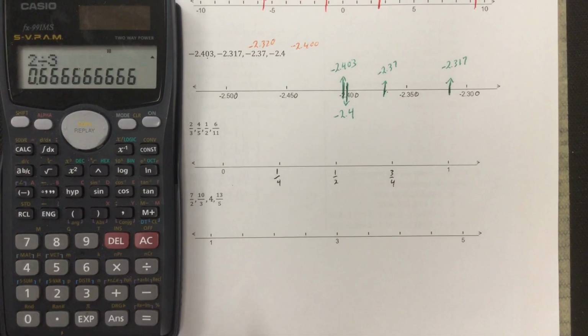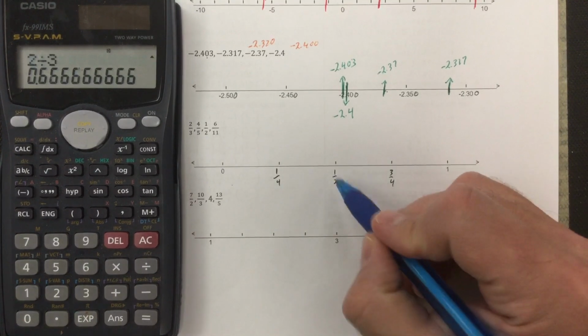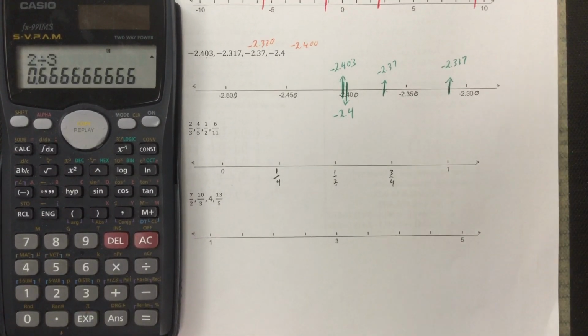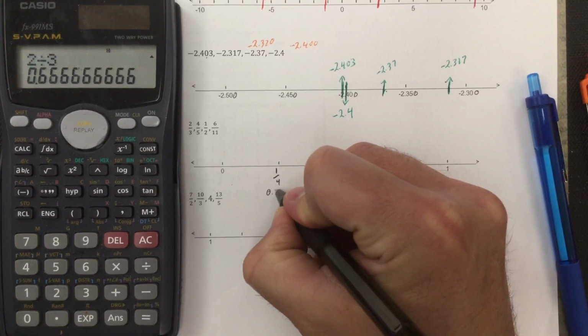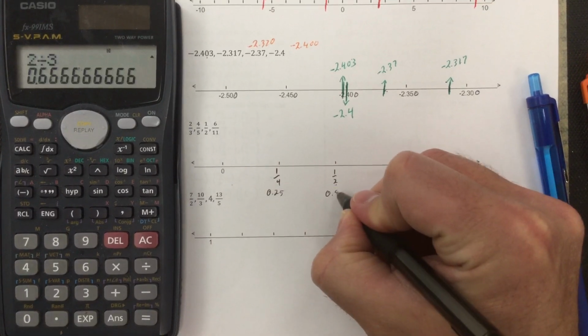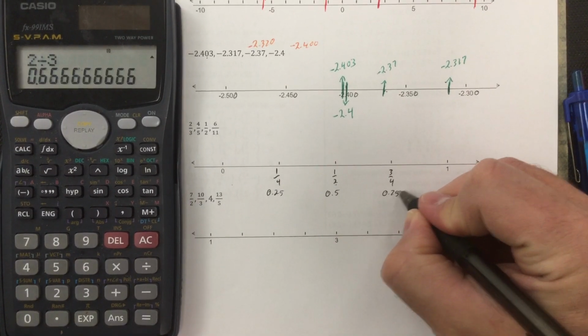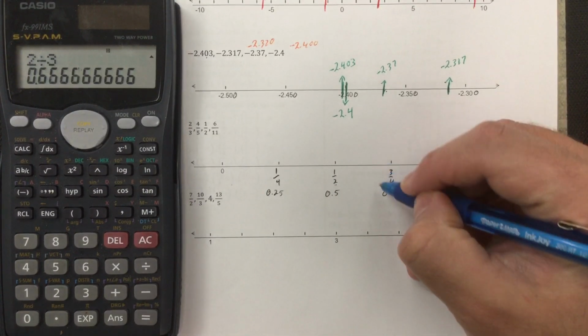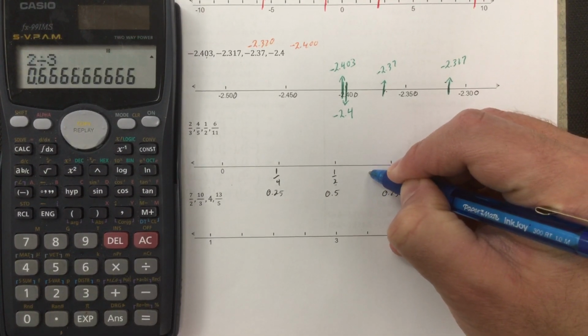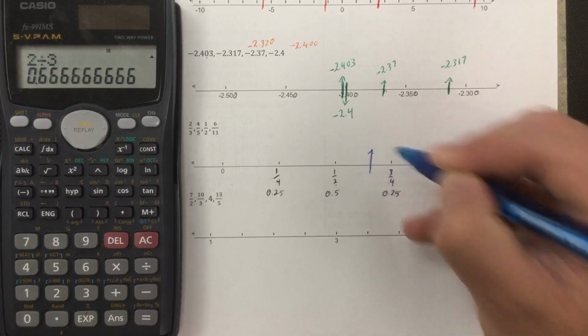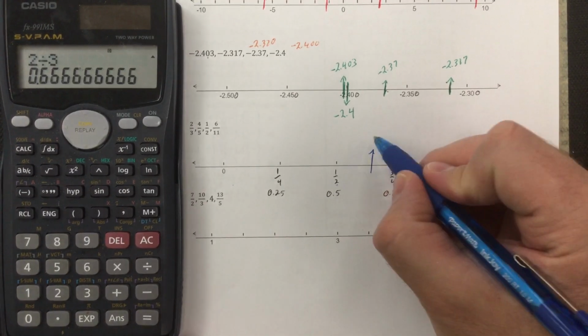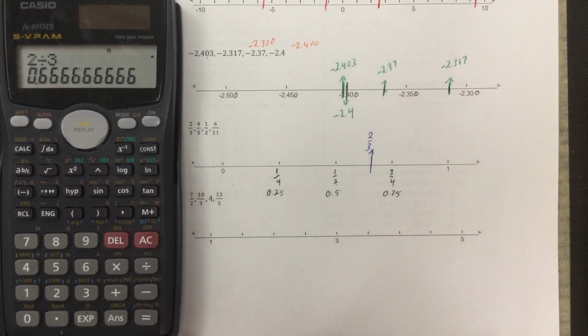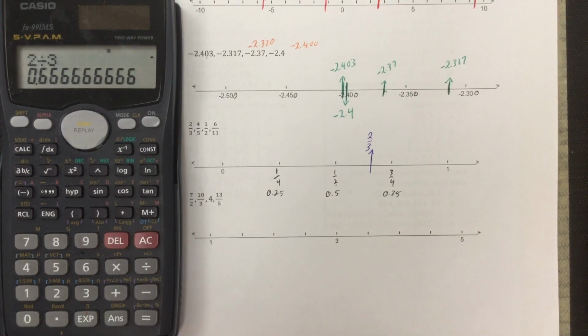2 divided by 3 is 0.666 repeated. Well, this is 0.5. Okay, and I'm actually going to put the decimals on there as well, even though we don't need them. It can sometimes help. Okay, 0.666 repeated is going to be right about here. So this right here is not 0.66 repeated, but 2/3. Okay, so we're going to write it out as the fraction.